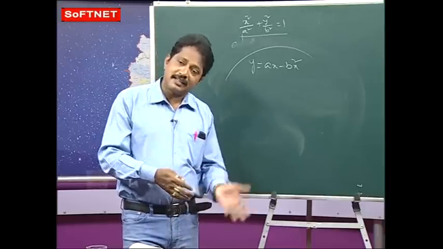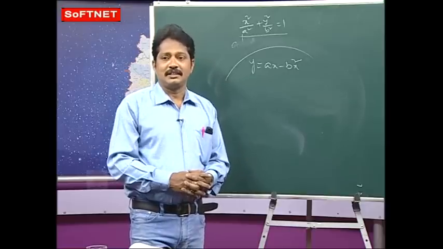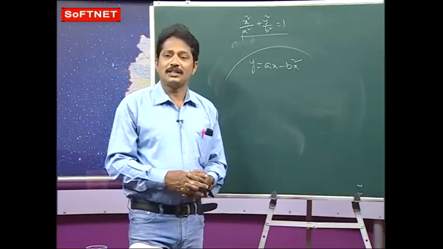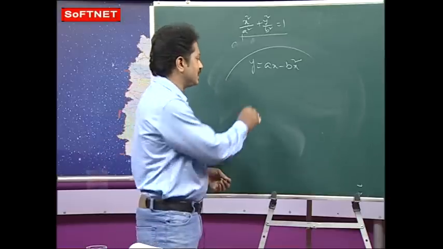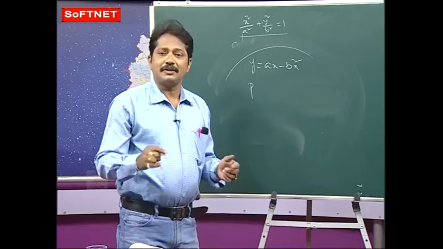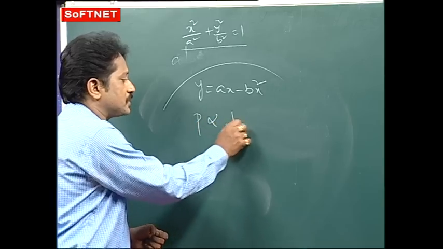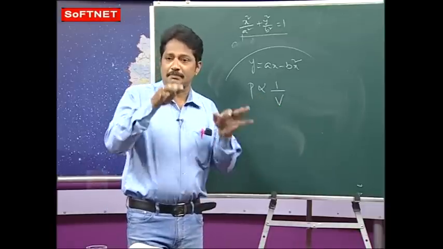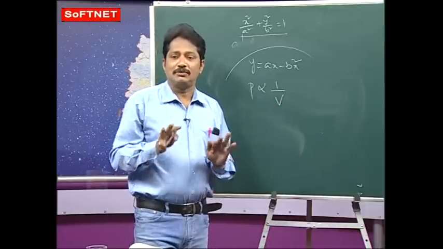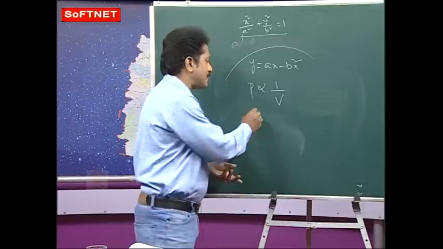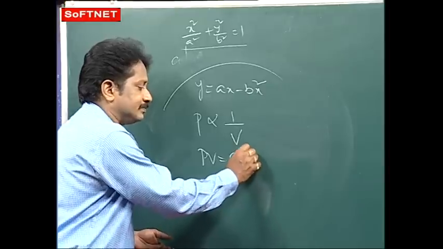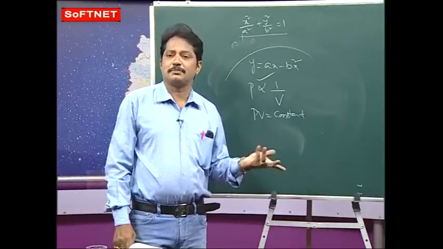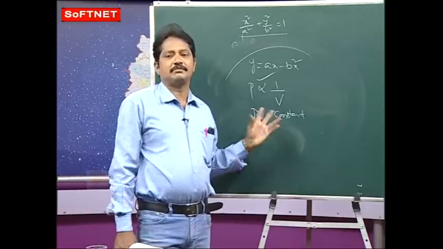Now coming to chemistry. You know Boyle's law, you know Charles' law, you know other laws also. Boyle's law means the pressure is directly proportional to 1/V, or P is proportional to 1/V, or pressure and volume are inversely proportional. When the pressure increases, volume decreases. When volume increases, pressure decreases. So simply we call it PV is constant. It is nothing but inverse proportion. Clear? If you know this, then you can understand it.